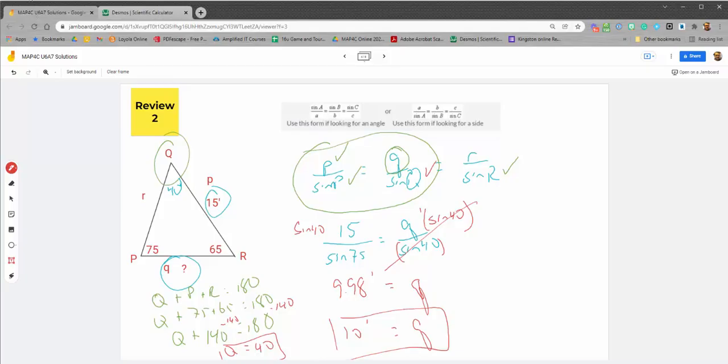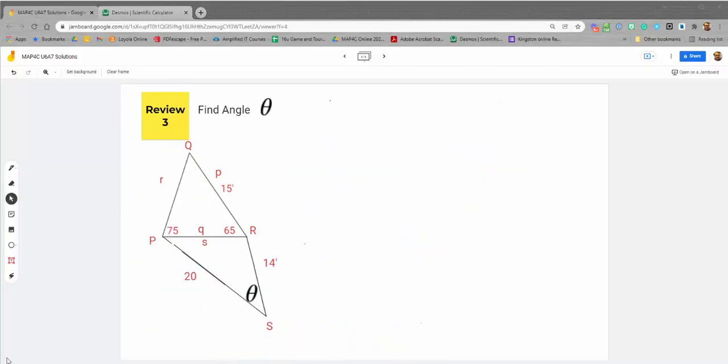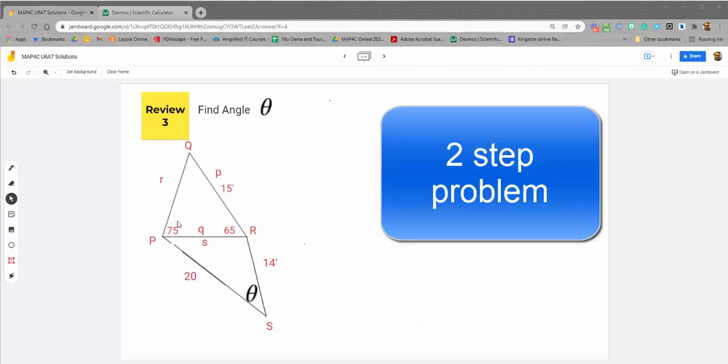Okay, if it was a word question, we'd do a word answer as well. Okay, this next one is going to be one of those two-steppers where the top triangle we need to work out to get to the bottom triangle, because I don't have enough information in the bottom triangle. I'm trying to find that angle.